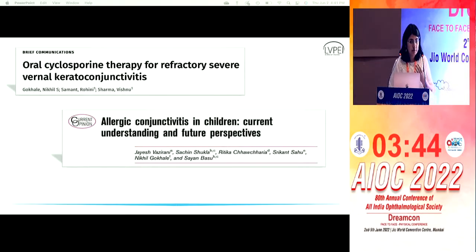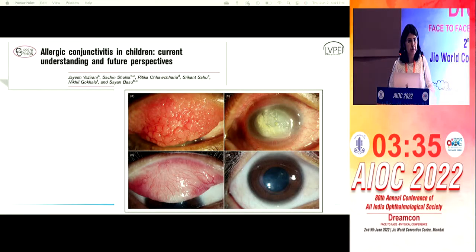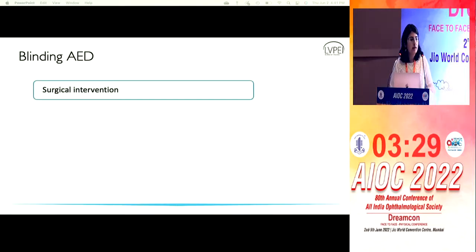This similar response has also been reported in literature, both with combination therapy and cyclosporin in isolation, as seen in this case, which is a case of atopic keratoconjunctivitis, which was also treated with a combination of oral steroids and cyclosporin. Blinding disease, in addition to the topical therapy and systemic therapy, also requires surgical therapy.